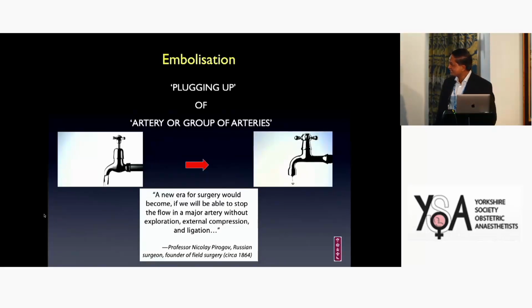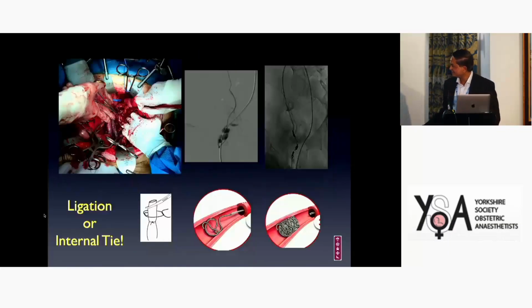Right. What is embolization? This guy in circa 1864, this Russian guy, I think saying Russian in this country is a bit of a bad word, but there you go. This Russian professor said an era of new surgery would begin if you're able to stop the flow in a major artery without exploration or external compression. And he was talking about interventional radiology. That was 1864. The beautiful thing about it is it was 1964 when interventional radiology was born, when people started getting into arteries and stuff like that.